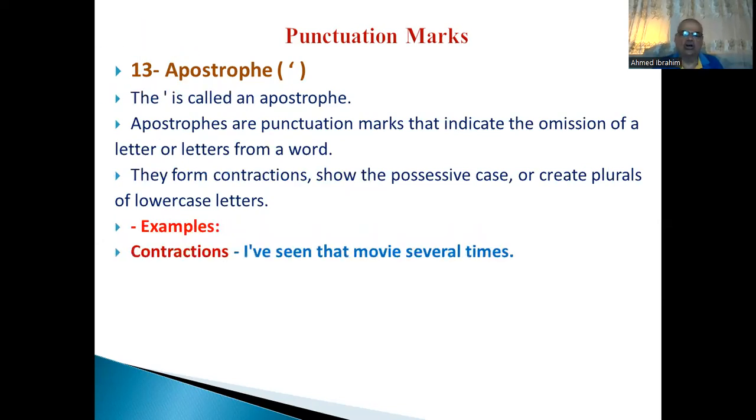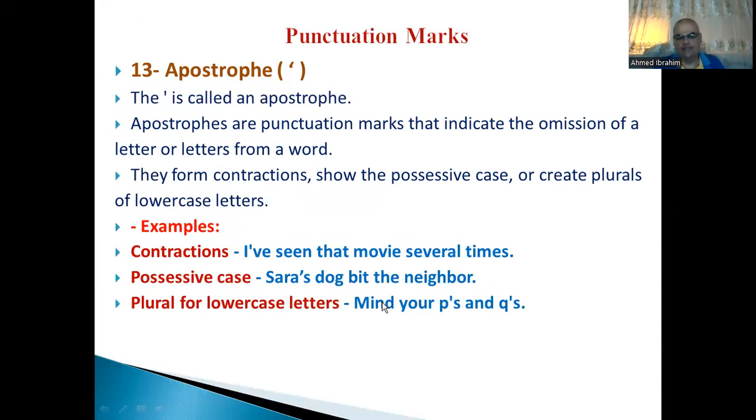Example, contractions: I've seen. Contractions mean a shortened form. I've seen that movie several times. Possessive case: Sarah's dog bit the neighbor. Plural for lowercase letters: Mind your p's and q's.